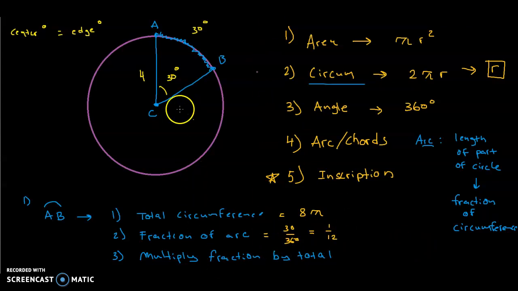Okay. And then the last step would be, if it's 8 pi to go all the way around, but I'm only going 1/12 of the distance, I would just multiply 1/12 times 8 pi to get the distance between A and B. So that would just be 1/12 times 8 pi, and that gets me to 8 over 12 pi, which I can reduce. That's 2/3 pi, right? Yeah. And there you go. That's it. Okay? That's all you have to do with arcs.